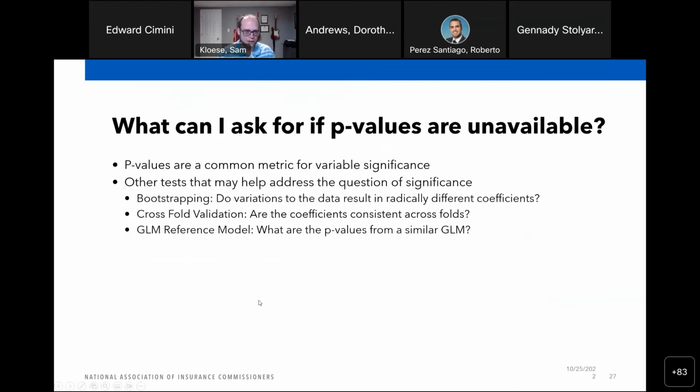If p-values are not available, there are other tests that may help you address the question of significance on a variable by variable basis. One thing you could look at is bootstrapping: do the variations to the data result in radically different coefficients? If a company is using cross-fold validation, are the coefficients coming out of the model consistent across folds? And lastly, if it's a penalized regression model, you could build a GLM reference model and take a look at the p-values from a similar GLM. I'm going to dive into each of these in the following slides.